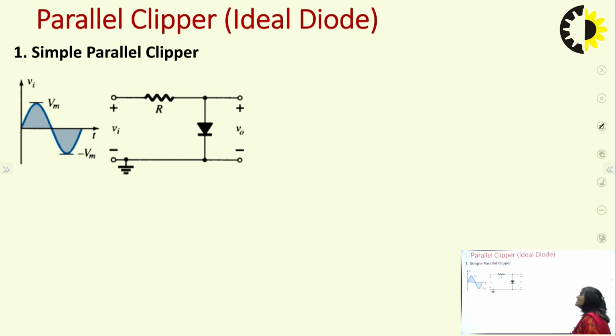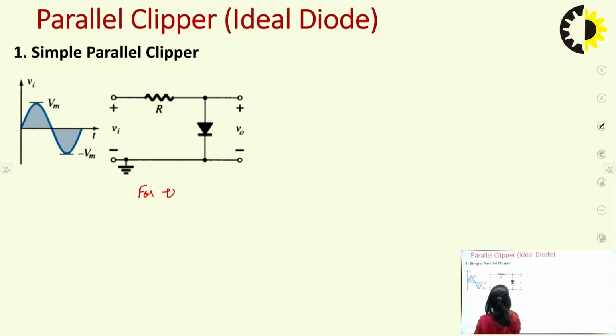So till now we have discussed the series clippers. Now this is a parallel clipper. Now we can see this diode is in parallel with the supply or parallel with the load resistance, and in that case diode was kept in series with the resistance. So here we can see this diode will be forward biased for the positive cycle of the input signal.